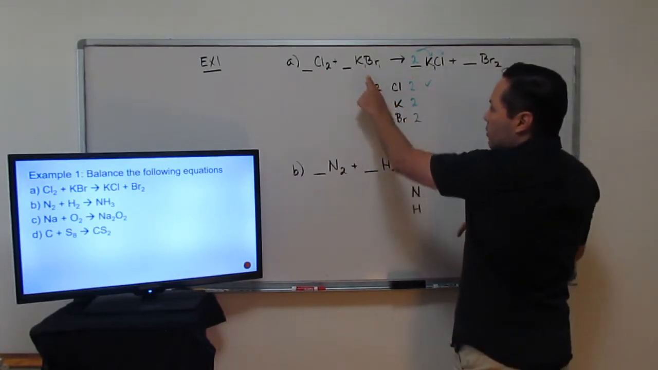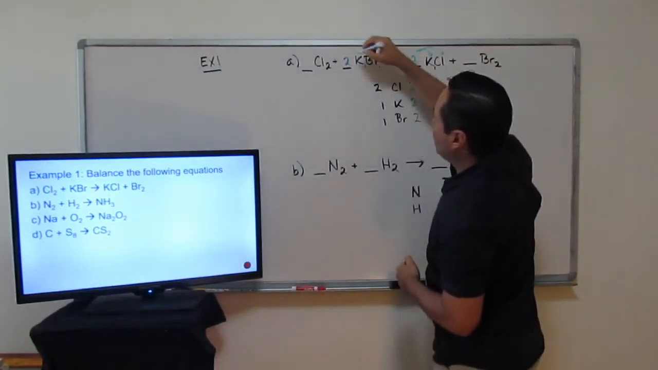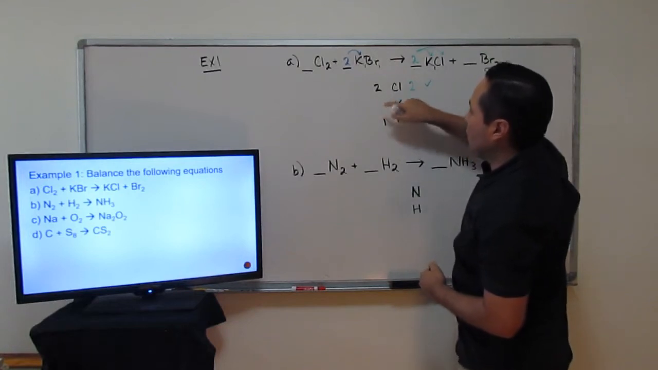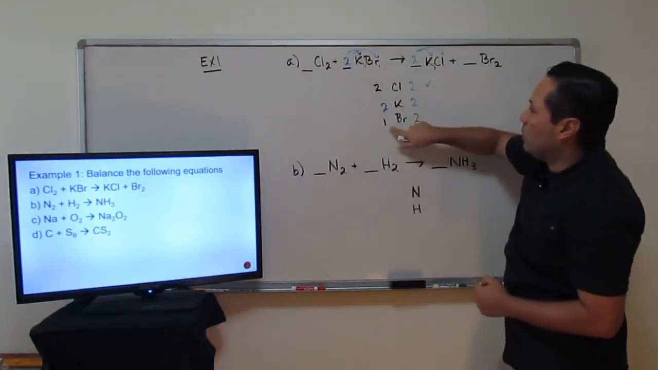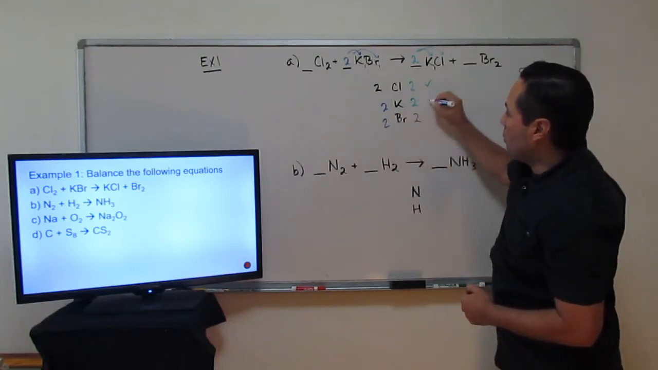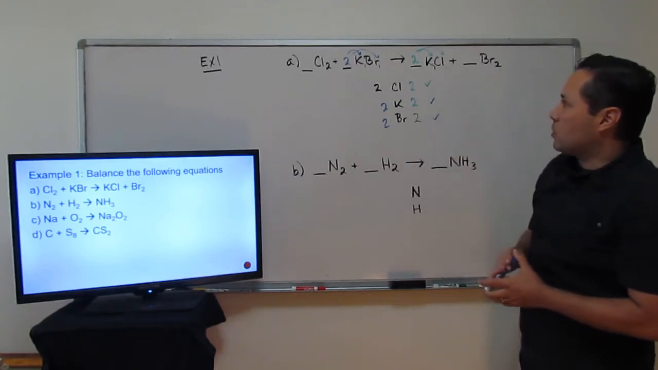So here's the potassium. On the left hand side, that's the reactant. So multiply it by 2. 2 times 1 will give me a 2. And a 2 times 1 will give you a 2 as well. And notice now all of them match. So now we have a balanced reaction.